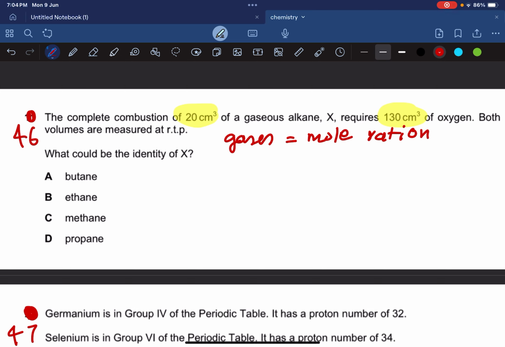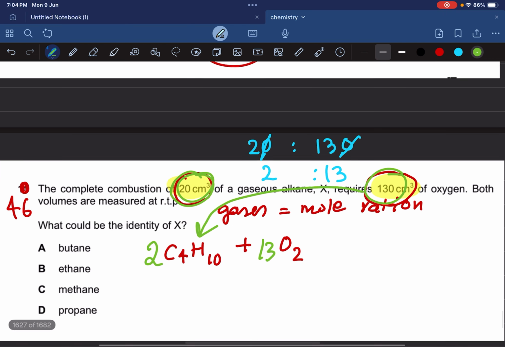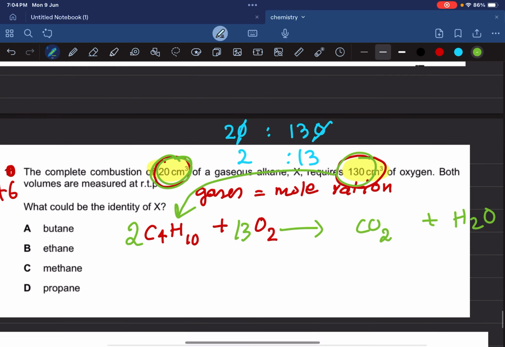So if I have butane, which is C4H10, and if I add oxygen to it, 20 and 130. If I just write it like 20 and 130, what's the simplest ratio of 20 and 130? If I cut the 0 by dividing by 10, I get 2:13. So it can simply be taken as 2 moles of this and 13 moles of this, because the volume ratio can be taken as the mole ratio in the equation. It is going to form carbon dioxide and water. What could be the identity of X?